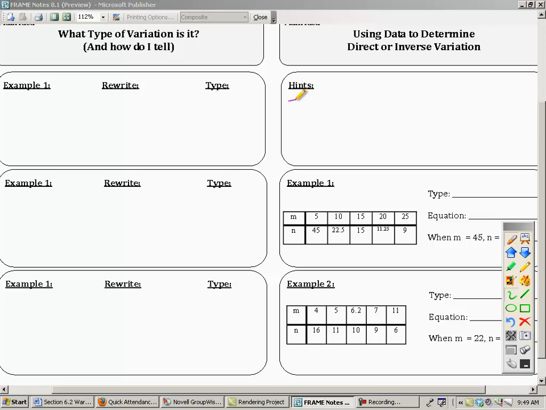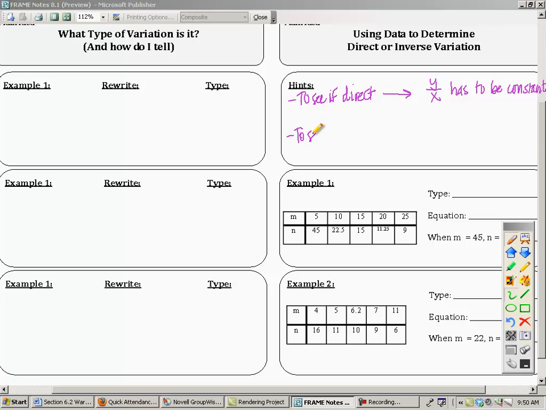If I want to see if my data is direct, direct means that there was multiplication. So in order to see if it was direct, we have to divide the variables and find that it's constant. And what I mean by constant is it's going to be the same number when I divide y by x. So because this is multiplication for direct, you have to check the division to make sure that everything gets you the same answer.